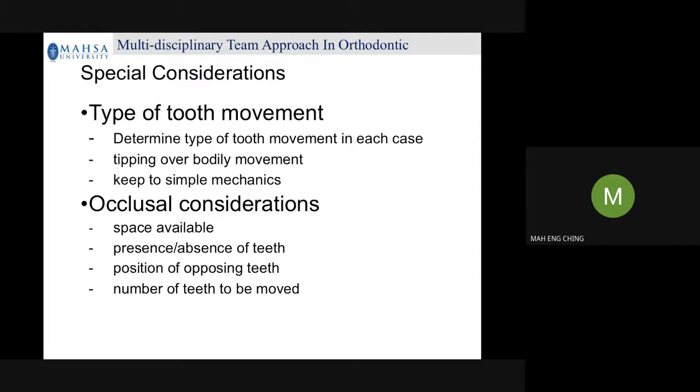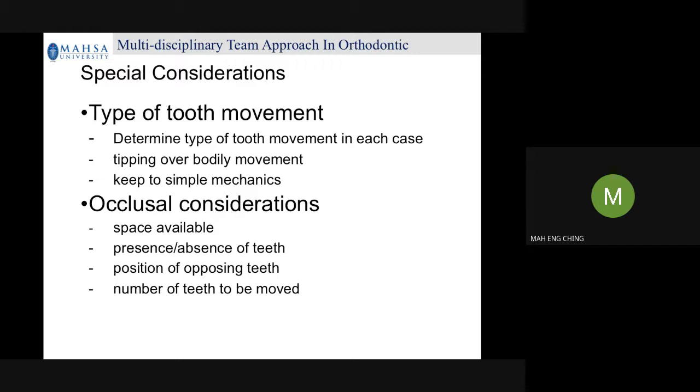Occlusal considerations. You have to see the patient, sometimes they have so many teeth extracted, so you have to consider the occlusion. What is the space available? Sometimes there can be drifting of the other teeth into the space, then the space is not ideal. Teeth can be present or absent, and multiple teeth may have been extracted. Then there is the position of the opposing tooth.